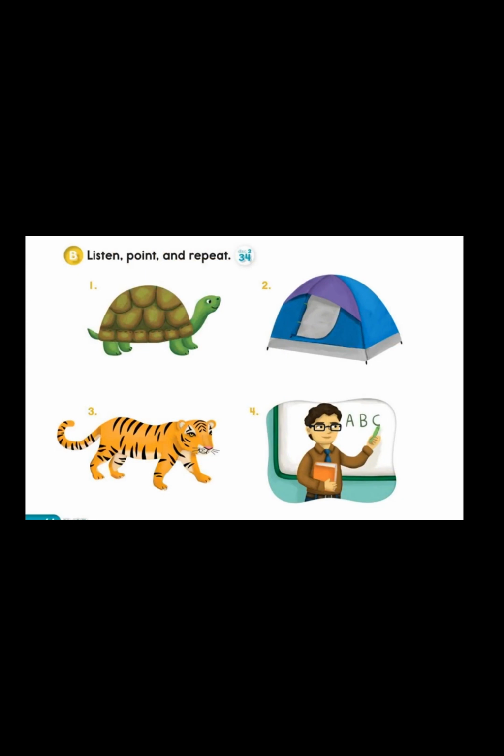Page 66. B. Listen, point, and repeat. 1. Turtle. 2. Tent. 3. Tiger. 4. Teacher. Page 67. E. Listen and chant.